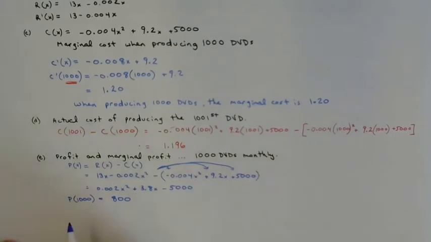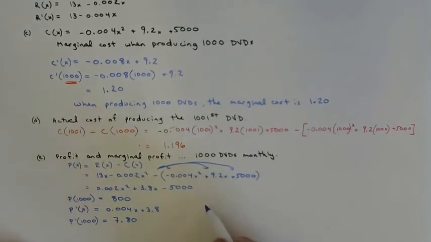And we want to find the marginal profit. So we want to find out the rate of change of their profit per DVD sold at the point where they're selling 1,000 DVDs. So we've got P prime, the derivative of the profit function. We have a simplified profit function here, so we just need to take the derivative of it. That is 0.004x plus 3.8. And to find out the marginal profit when 1,000 DVDs are sold, we just sub in 1,000 and you end up with 7.80.